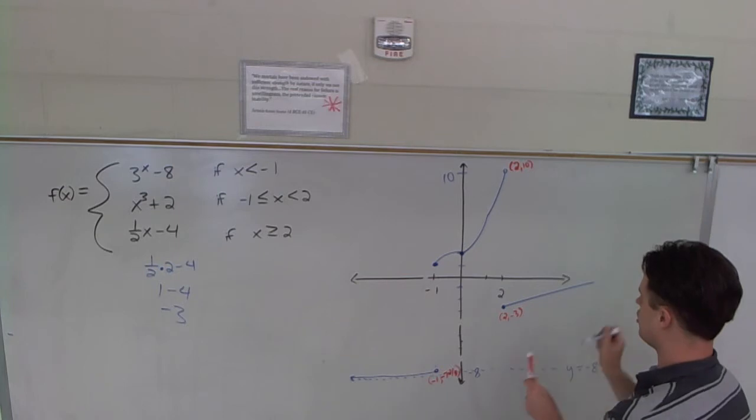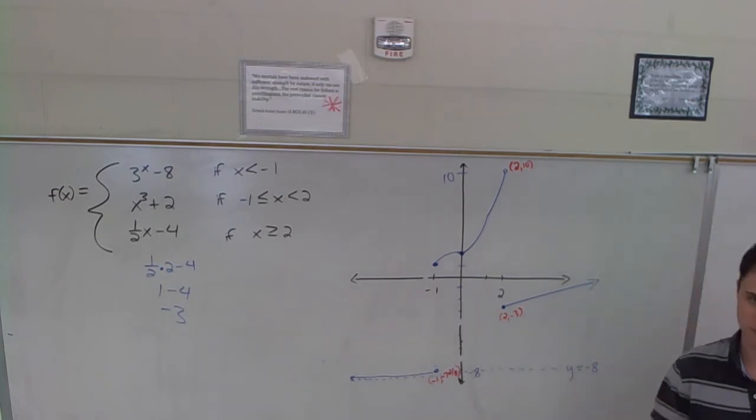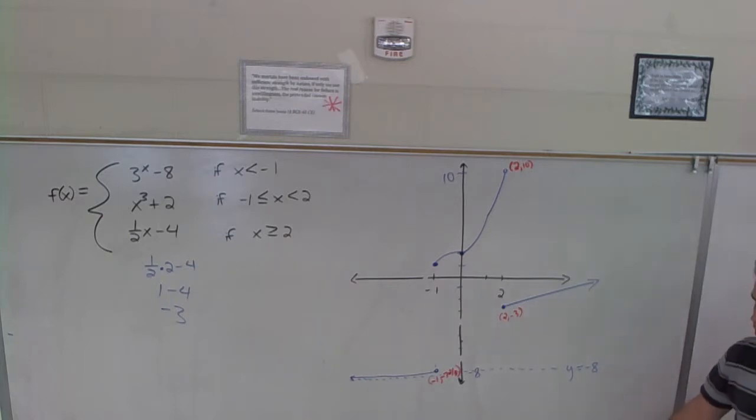I should put an arrow on this side because it's going to keep going. And there you go, I'm done. Piecewise function done. I know it's a function because it passes the vertical line test.